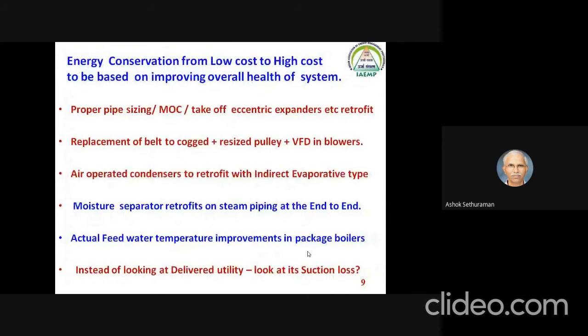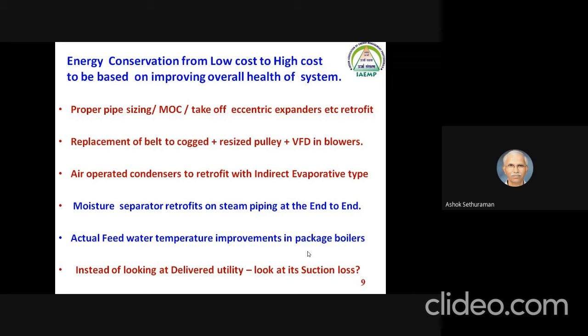Coming to improving the health of the system. See, many of the industries think of the MOC that they decided some 10 or 20 years back. They have gone for MS ERW, especially on their water lines or on their compressed air lines. Now for the compressed air lines, many are going for PPR lines, and recently many industries have started going for aluminum piping also. And some of the sophisticated, large scale industries have gone for SS piping also.